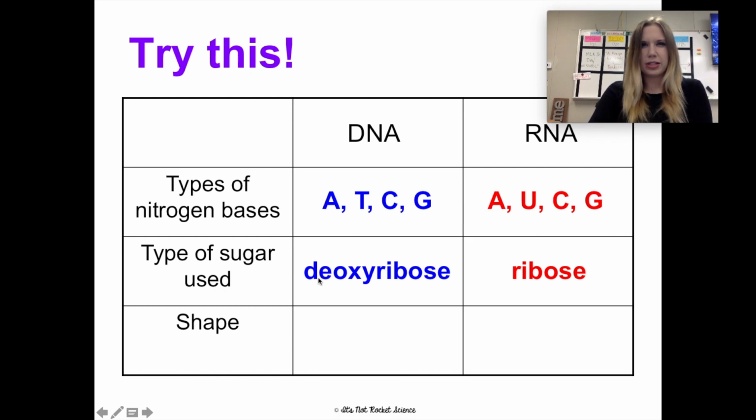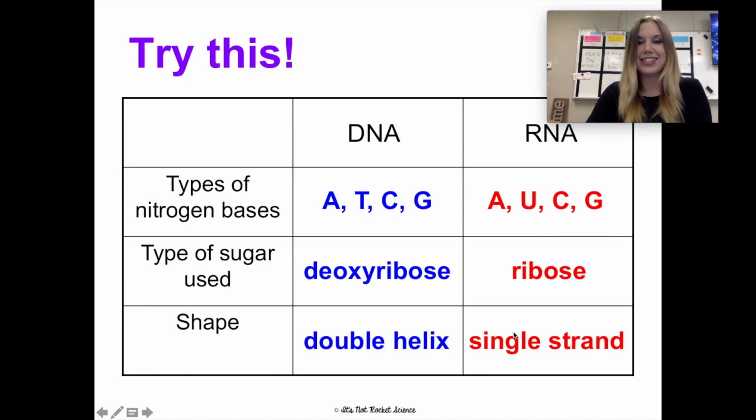What did we say the shape was? And then what about RNA? What did we say the shape was? Awesome. If you put double helix or double stranded and then single stranded for RNA, you just nailed it.